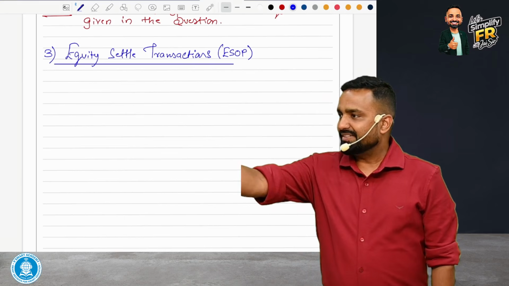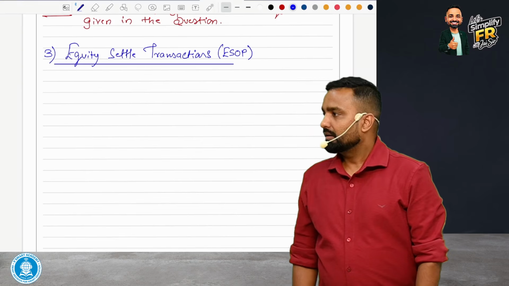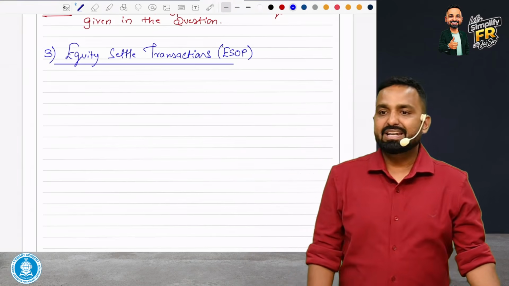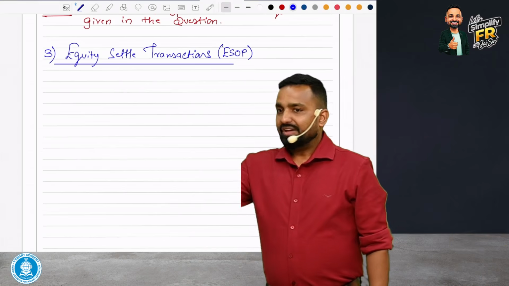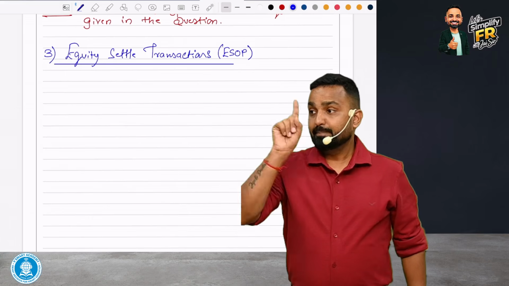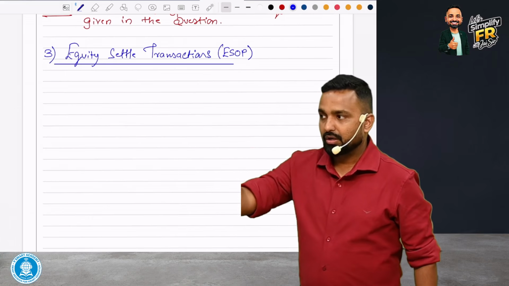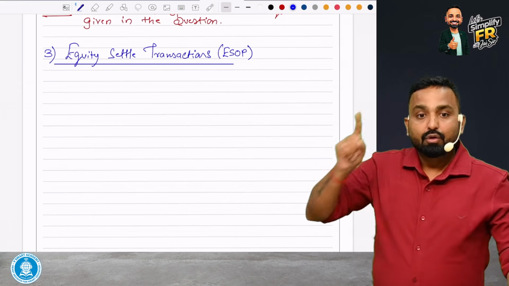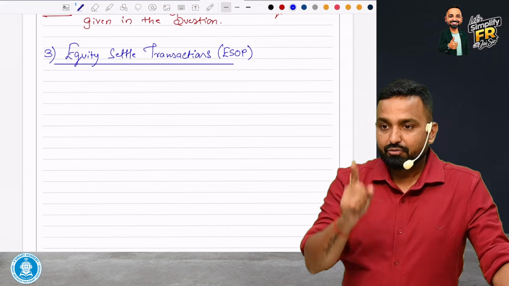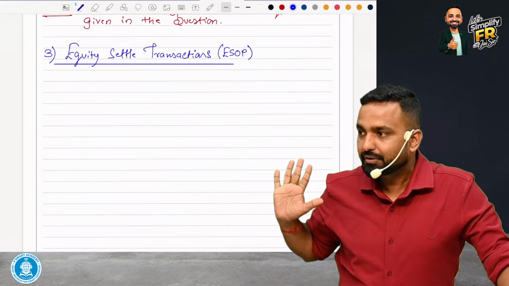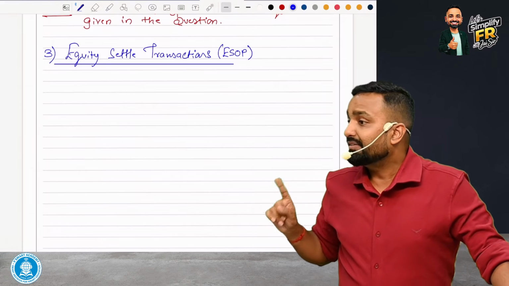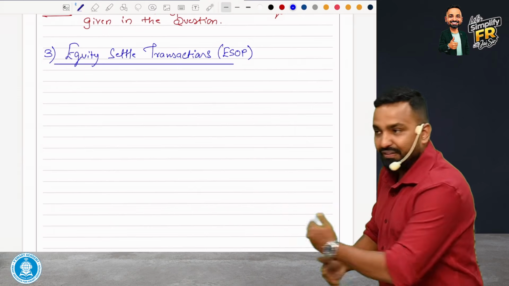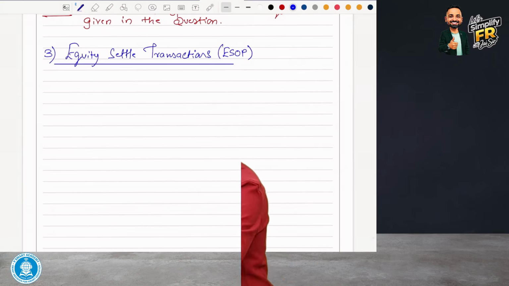Number of employees 500 multiplied by number of options per employee 100 multiplied by fair value of option. Now, an important golden rule: in this equity settled transaction, the fair value of the option will be taken only on the grant date. If after the grant date the fair value changes, ignore.